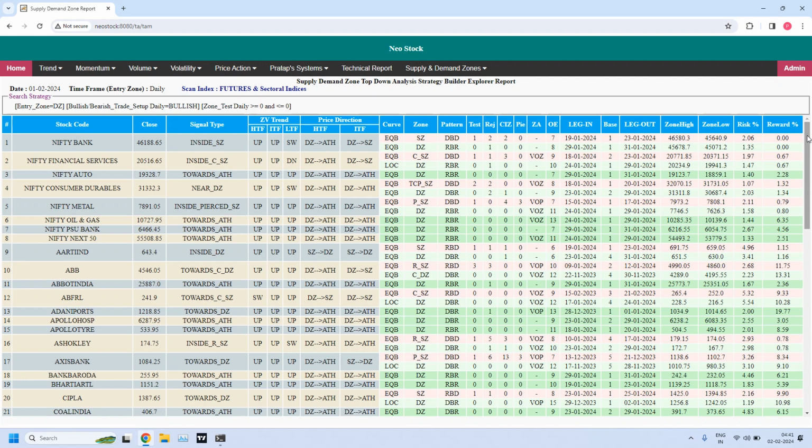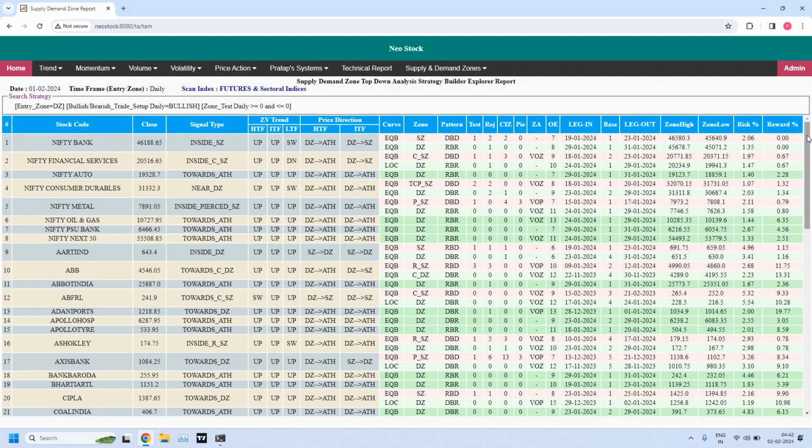How do you calculate the reward? From a D to D range, distal line to distal line range indicates the reward. That is the reason why I want stocks having at least 5% reward, because it is an MIT trade. A minimum 5% should be there between the demand zone and the supply zone, or between the demand zone and the all-time high. Such kind of stocks.